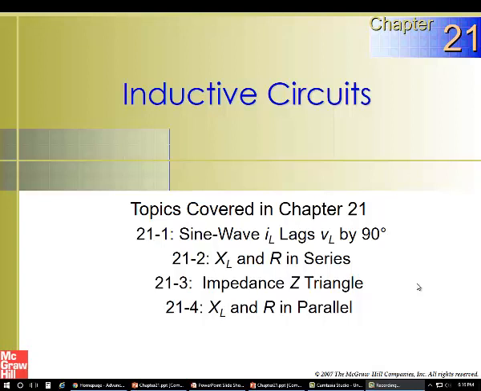This lecture is on chapter 21, Inductive Circuit. Topics that will be covered in this chapter will be the sine wave for the inductive current and voltages. So we will see that the current in an inductor lags the voltage by 90 degrees. We will also analyze inductive reactance and resistance in series. In section 21.3, we will deal with impedance and the impedance triangle.